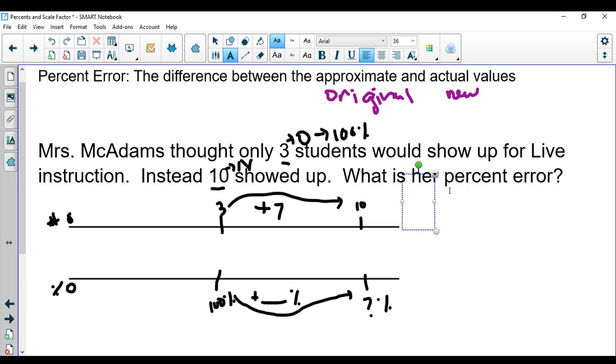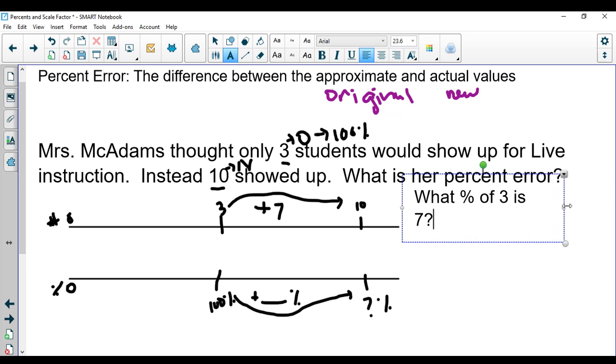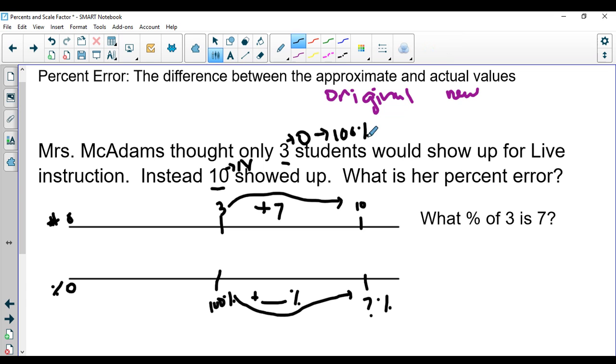So I'm going to write this out, what I just said. What percent of 3 is 7? That is what I am being asked to find in this problem. What percent of 3 is 7? So now I'm going to write this out as an equation. What percent, I'm going to use the letter P. Of tells me I am multiplying. 3 means equals 7. Now to undo a multiplication problem like this, we do the opposite operation, which is divide. And you do that to both sides.